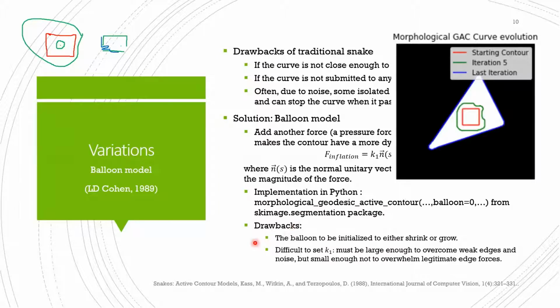Drawbacks: the balloon has to be initialized either to shrink or grow. It cannot decide by itself whether to shrink or grow. And this K1 amount of force is difficult to set because it must be large enough to overcome weak edges and noise, but it must not overwhelm legitimate edge forces. So how to set K1 is a difficulty in this model.